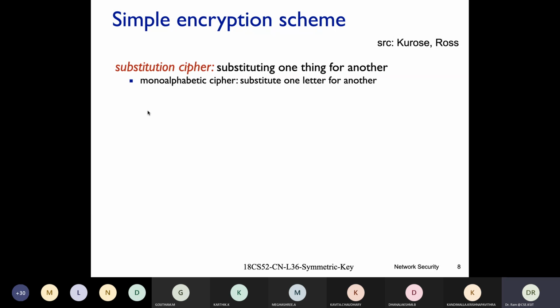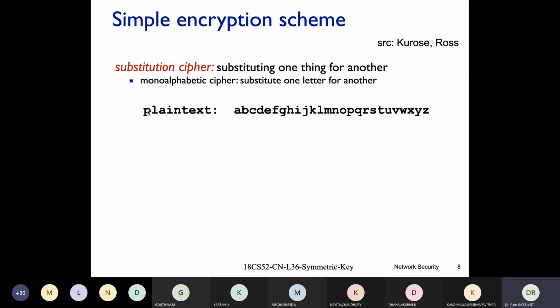Let's look at some simple encryption algorithms, and then we go into the actual algorithm that is given in the course, again at a very, very high level. The first scheme is called substitution cipher, and that is the core of any encryption part. Given the text, you substitute this text by something else.